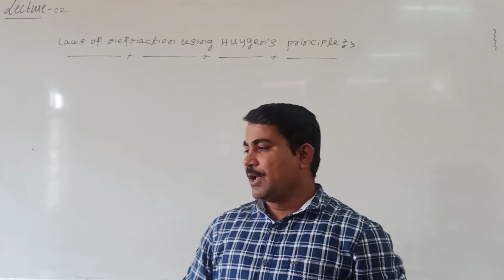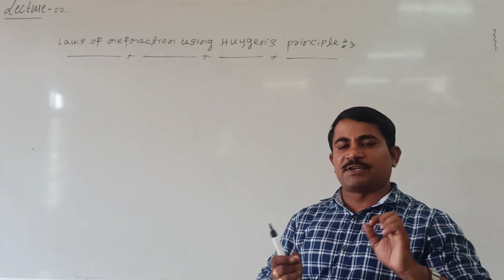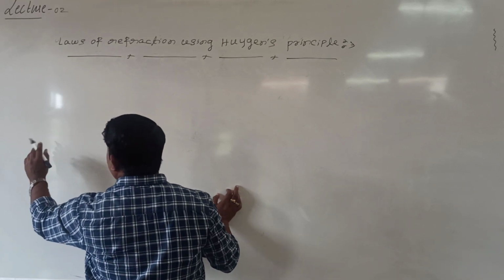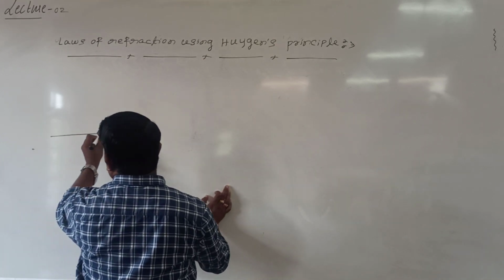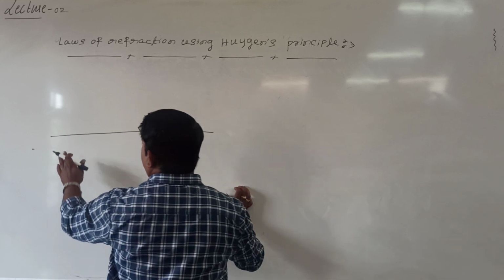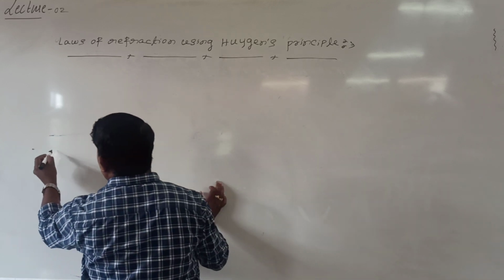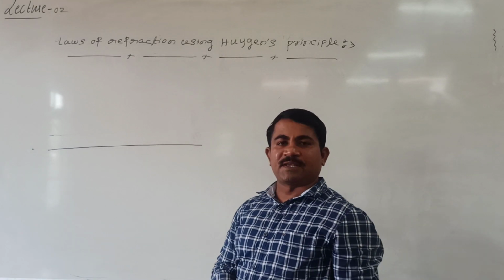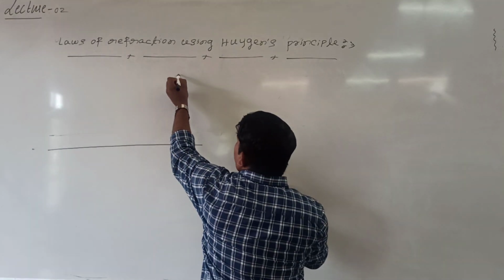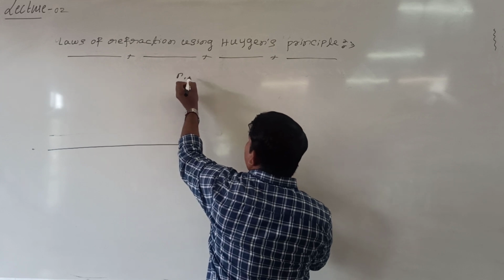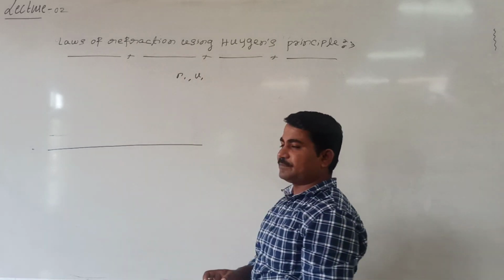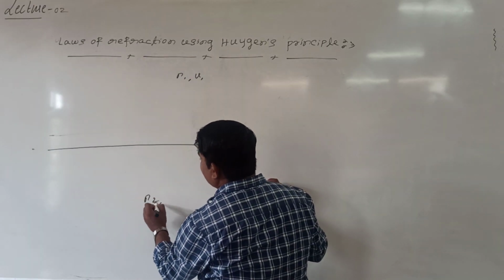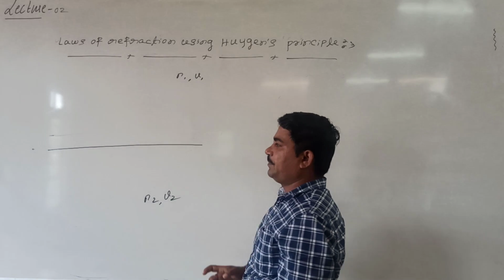Now I can take a surface which divides the two media. Look at me. This is nothing but the surface which divides the two media. One medium I can call the rarer medium, the second one I can call the denser medium. This is the separating surface. Say one medium is rarer, whose refractive index is n1 and speed of light is v1. In the second medium, refractive index is n2 and speed is v2.